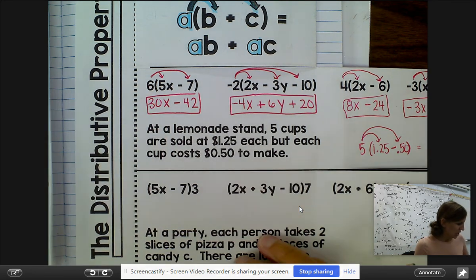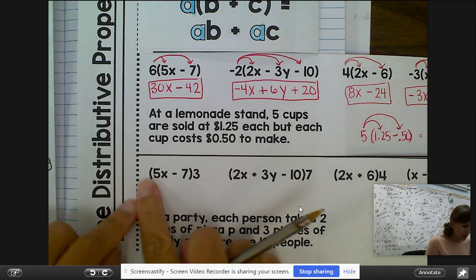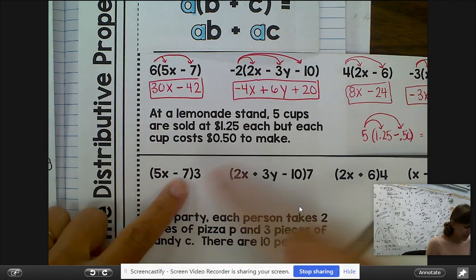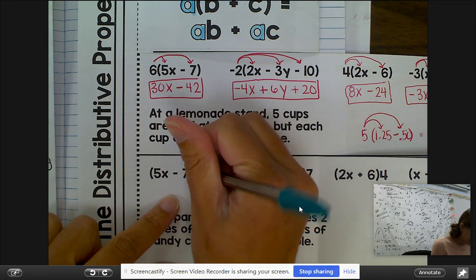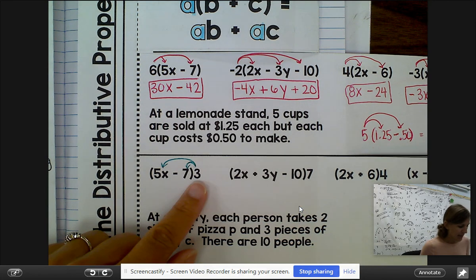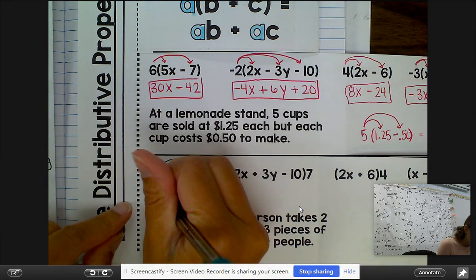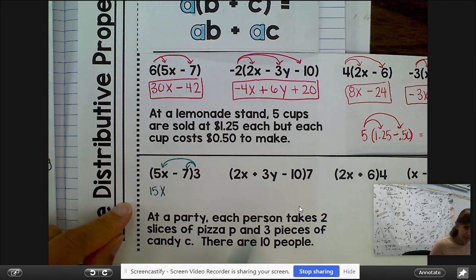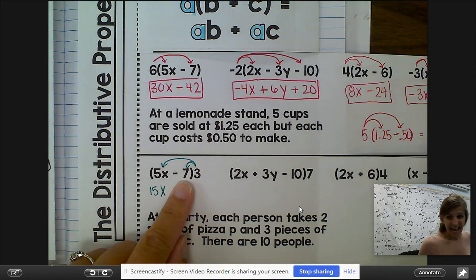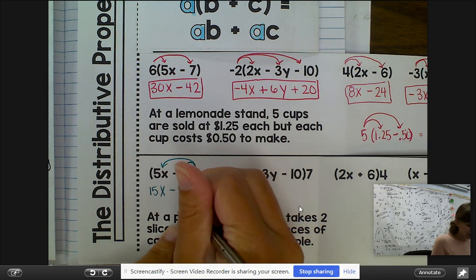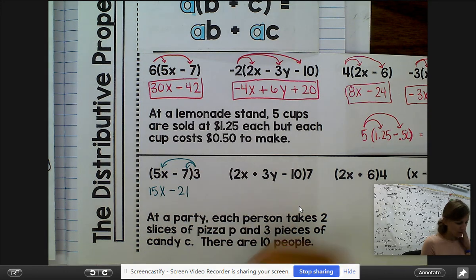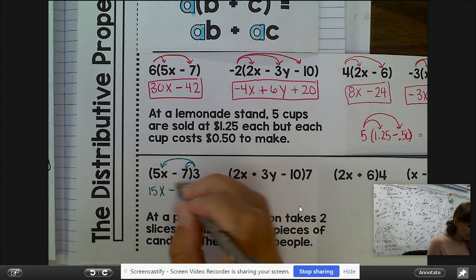Okay, so don't have a number up front, but back here I do have a 3, so I'm going to distribute that 3 into each of these. Positive times positive is going to be 15 with an X at the end. Positive times a negative is going to be a negative and then 21, because 7 times 3 is 21. Now those are not like terms, so we're not going to combine them.